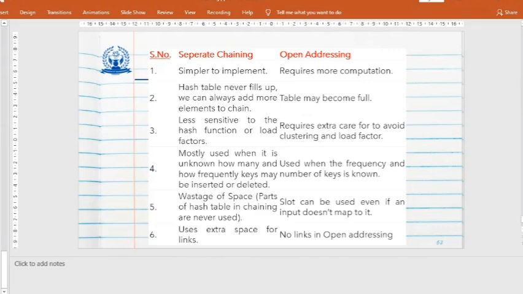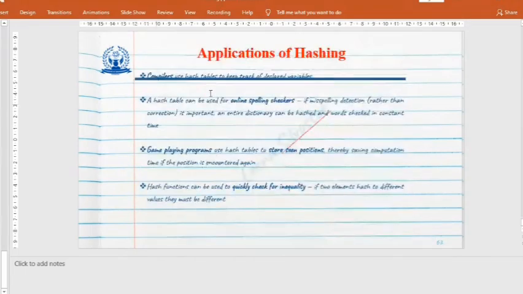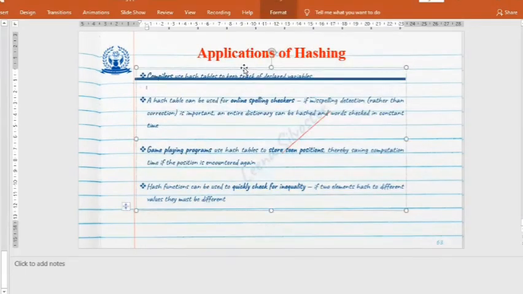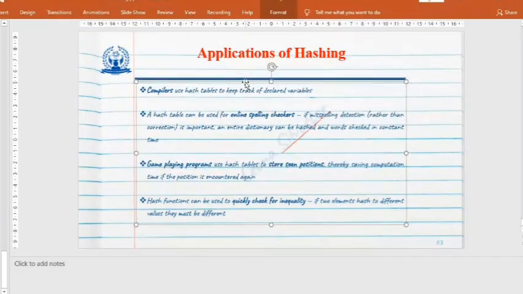So, applications of hashing. Compilers use hash tables. You will study compilers in the next semester. There, you use a hash table to keep track of declared variables. A hash table can be used in online spelling checkers. If there is any misspelling, it will detect it. Then it is used in game playing programs. Then it is used to quickly check for inequality. That means if 2 elements have 2 different hash values, they must be different. So these are the applications of hashing.